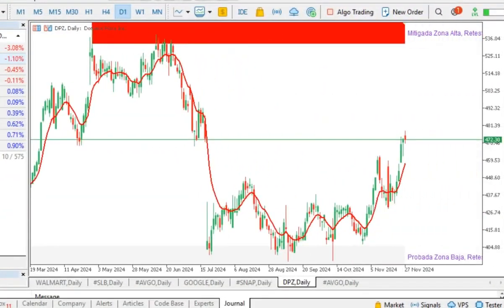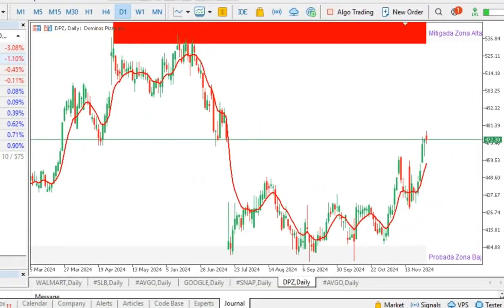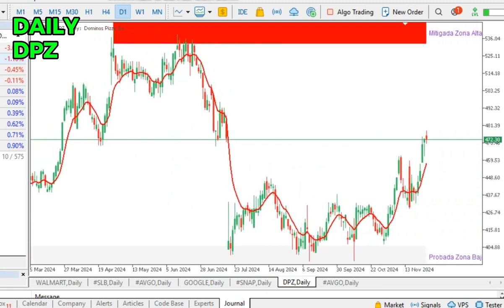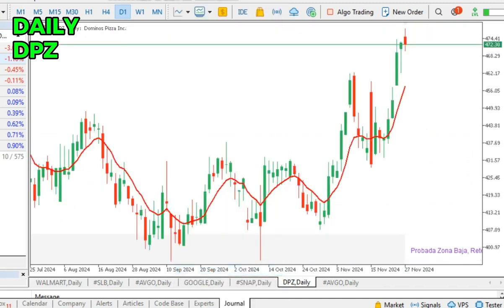Alright guys, we shall start with a bearish trade. So this is a daily chart for DPZ Corporation. As you can observe, our charts are very clean. We only have two indicators, the Megatron and the 8 exponential moving average, which is this red line. Let's zoom in a little bit. Now I think you can see the candles very well.